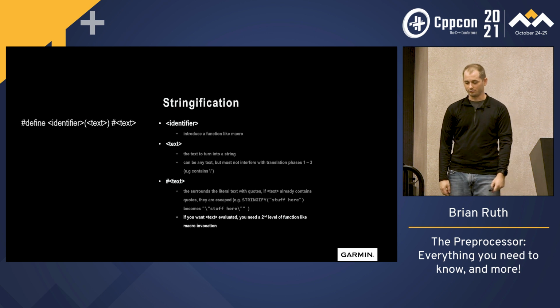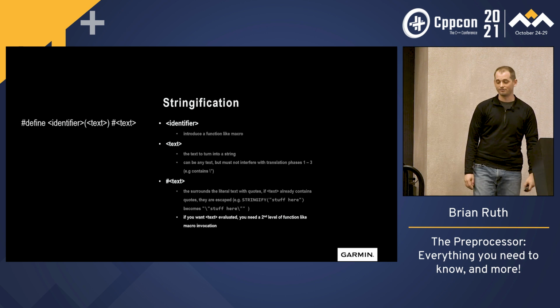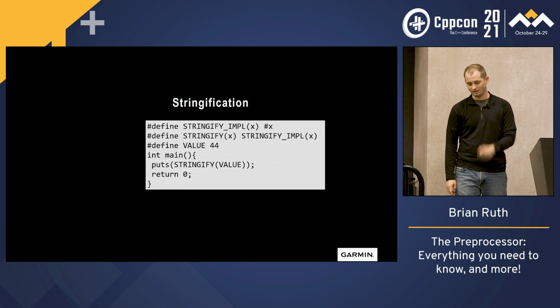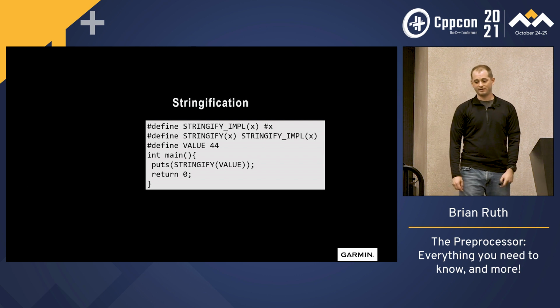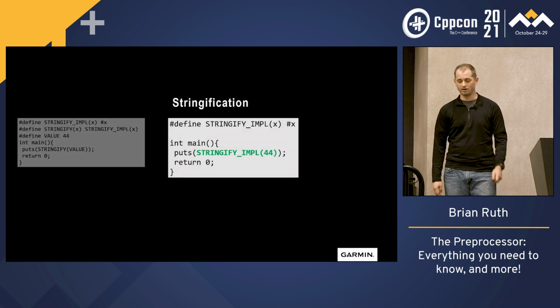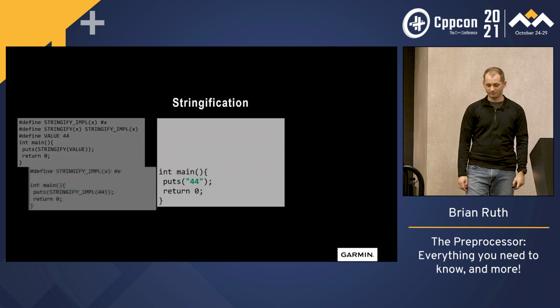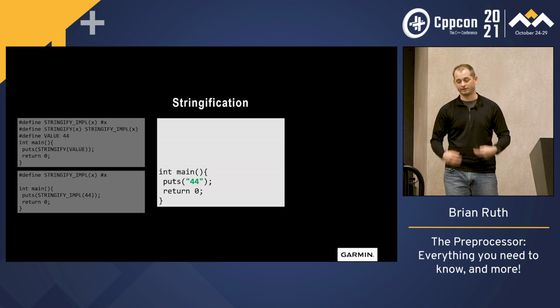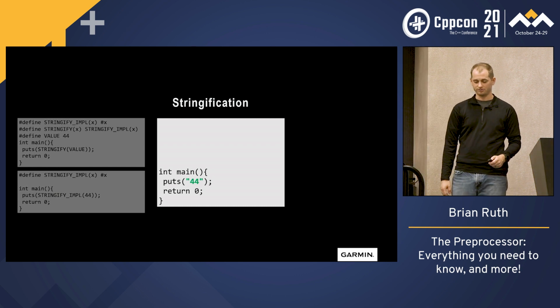So, as with all programming, we need another level of indirection. Now we've got a stringify and a stringify impl. The way it's going to work is it's going to do a first pass to substitute in your 44, and then a second pass to output the 44, to actually evaluate the preprocessor directive.